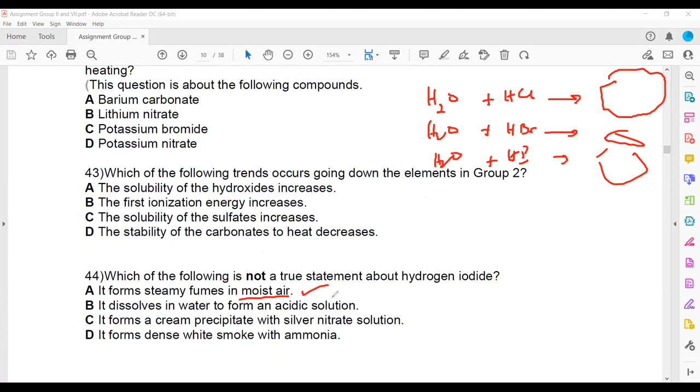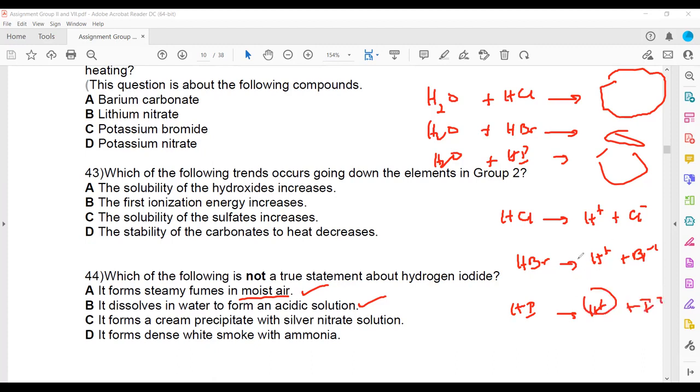It dissolves in water to form acidic solution. That's also true because acids are proton donors. So when we add them in water, HCl will form hydrogen and chloride. This same HBr will form hydrogen and bromide, and HI will form hydrogen and iodide. So all of them are donating hydrogen ion. That's why they form acidic solution.